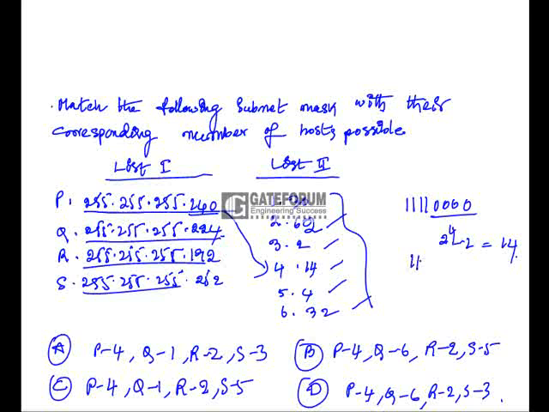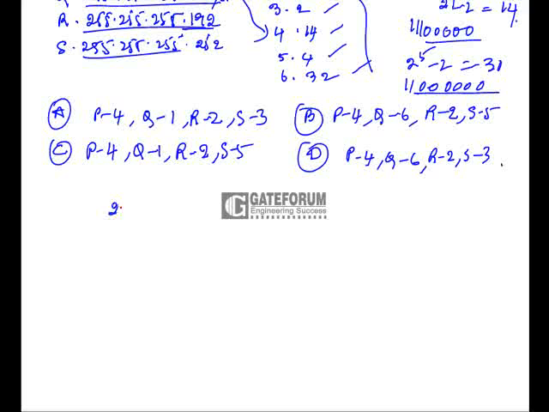224 means 3 ones followed by 5 zeros. So 2^5 minus 2, so 30 hosts are possible. Q is related to 1. 192 means 1, 1, 0, 0, 0, 0, 0, 0. Total 6 zeros. That means 2^6 minus 2, 64 minus 2, it is 62. R is related to 2.